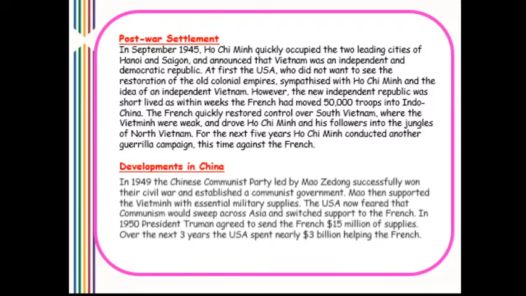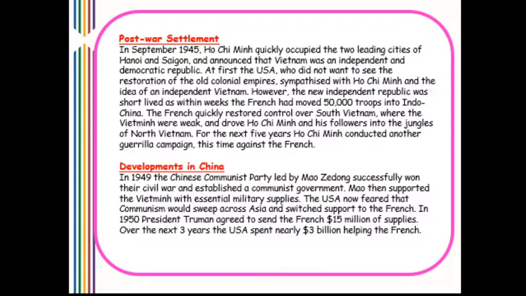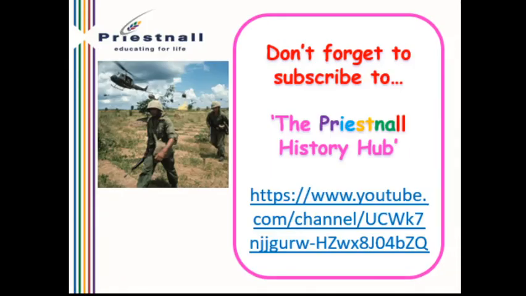The developments in China. In 1949, the Chinese Communist Party, led by Mao Zedong, successfully won their civil war and established a communist government. Mao then supported the Vietminh with essential military supplies. The USA now feared that communism would sweep across Asia and switch support to the French. In 1950, President Truman agreed to send the French $15 million worth of supplies. Over the next 3 years, the USA spent nearly $3 billion helping the French.